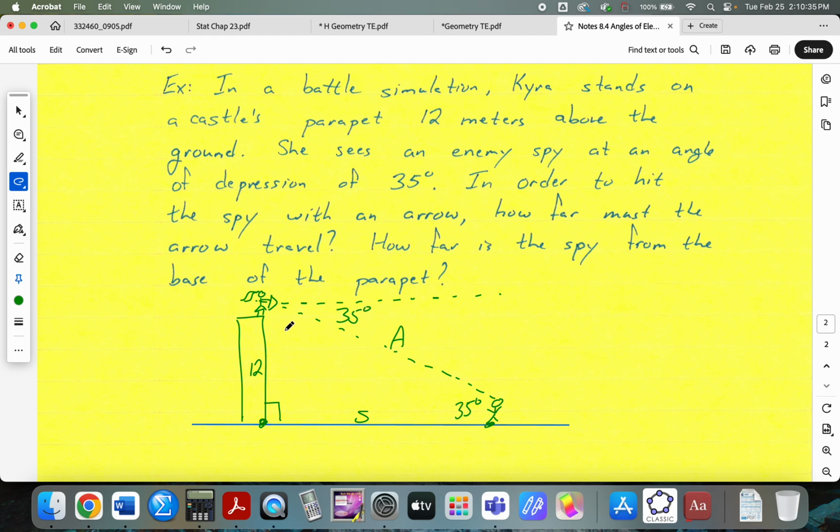Whatever you do, don't put the 35 here. You will get the wrong answer every time. And since it's set up wrong, the whole thing's kind of wrong. You don't want that to happen to you.